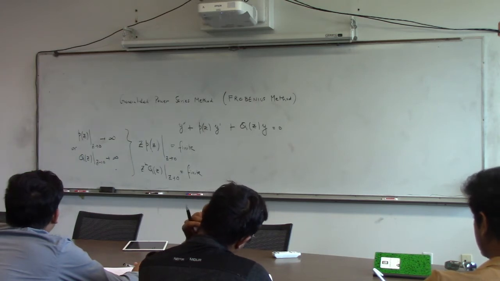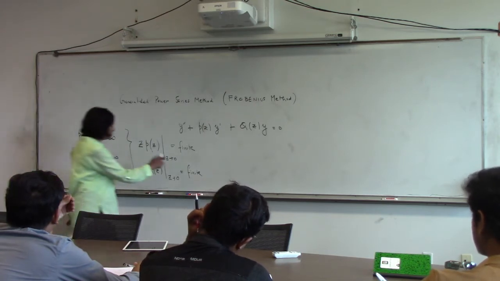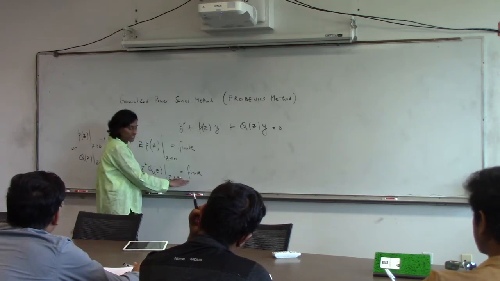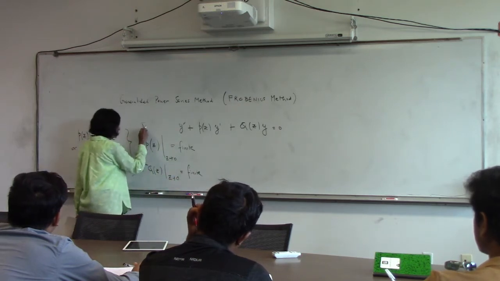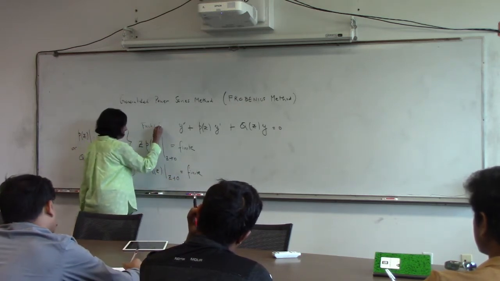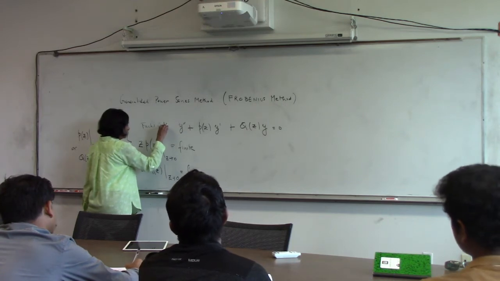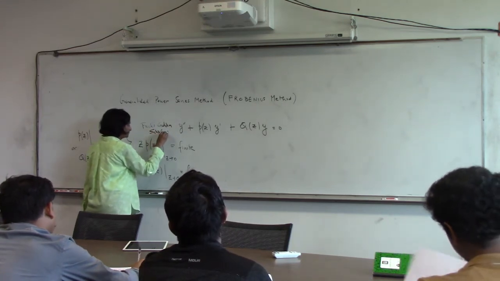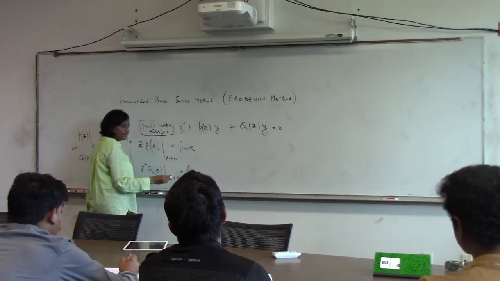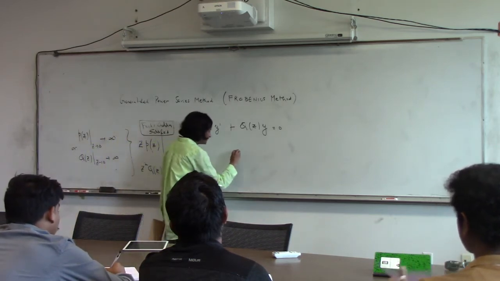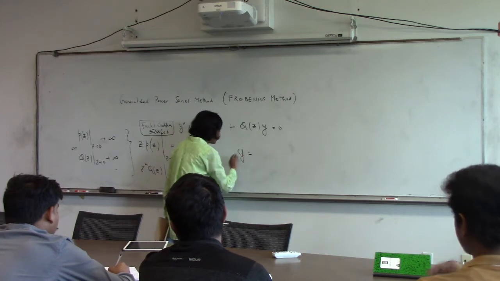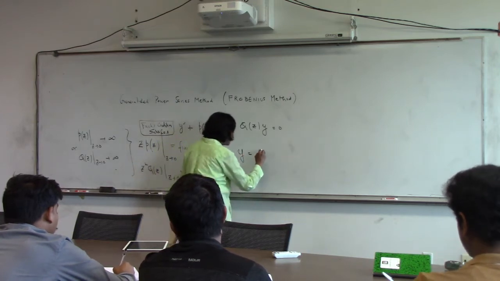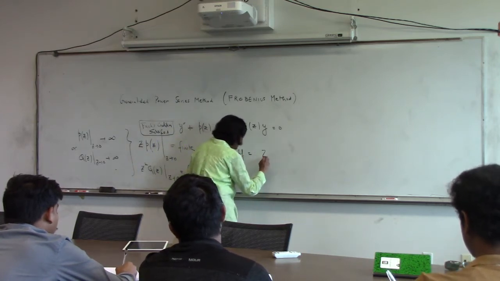I just want you to be clear that if this condition, what we call the Fuchs condition, is satisfied, then I can propose a solution of this form. This is what is called the Frobenius series. I'll write it like this.